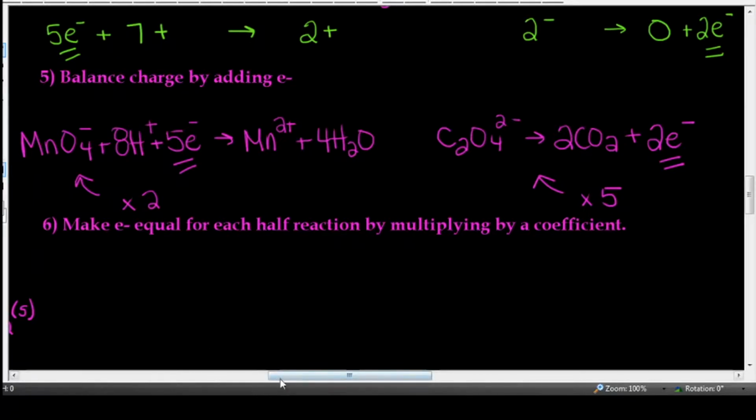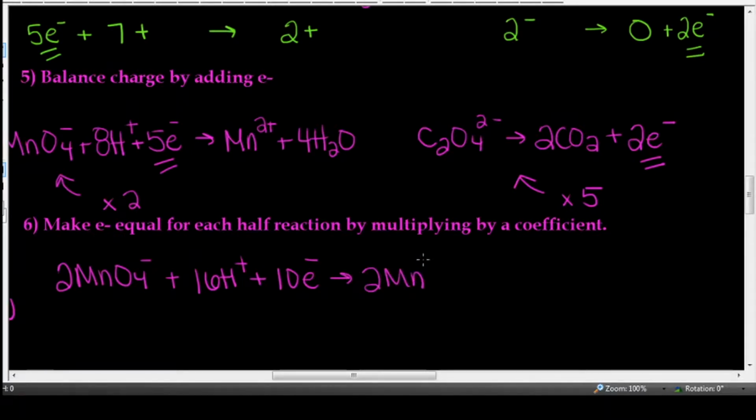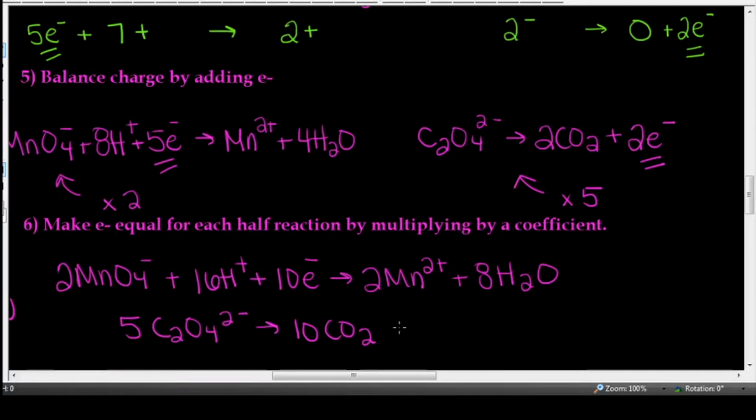So let's go ahead and do that. All right, so I'm going to have 2 MnO4 minus plus 16H plus 10 electrons becomes 2 Mn2 plus 8 H2O. And if I'm multiplying this guy through by 5, I've got 5 C2O4 2 minus becoming 10 CO2 plus 10 electrons. So now my number of electrons that are gained is equal to my number of electrons that was lost.